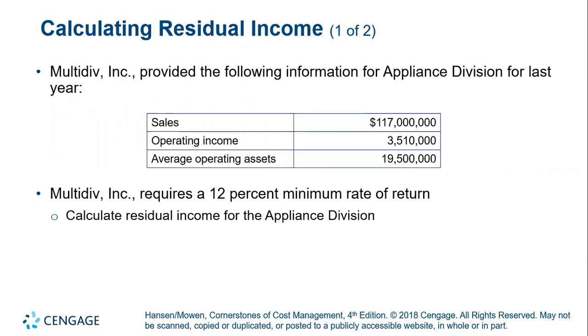Now, calculating residual income. The company provided the following information for the Appliance division for last year: sales, operating income, and average operating assets. The company requires a 12% minimum rate of return. So, calculate residual income for the Appliance division.